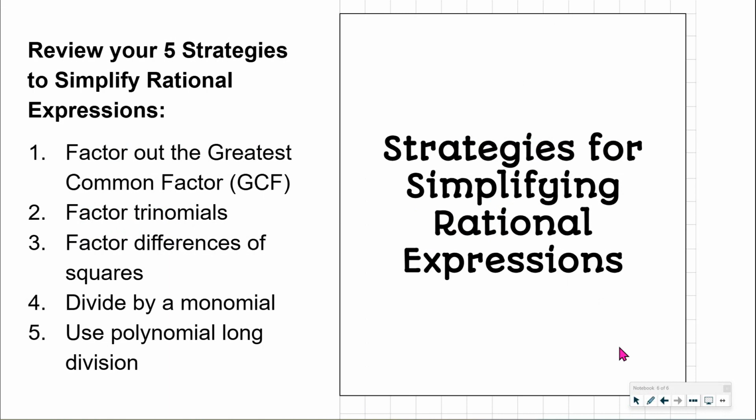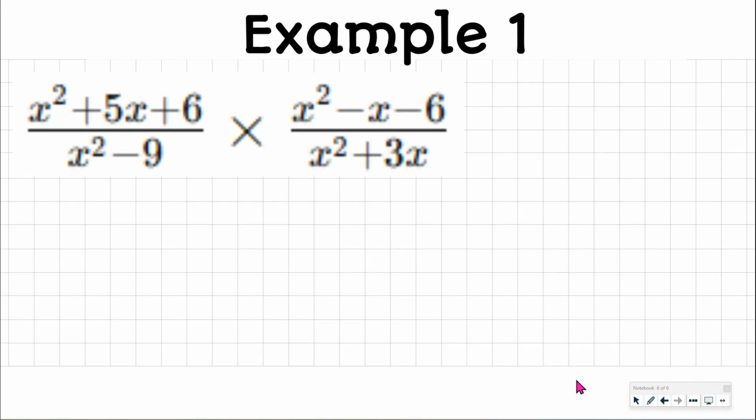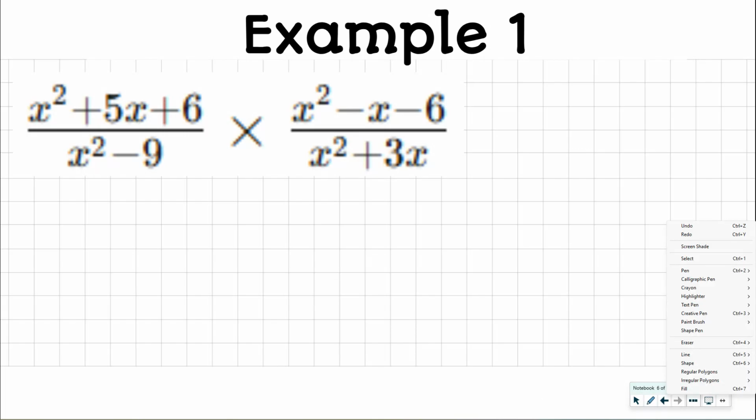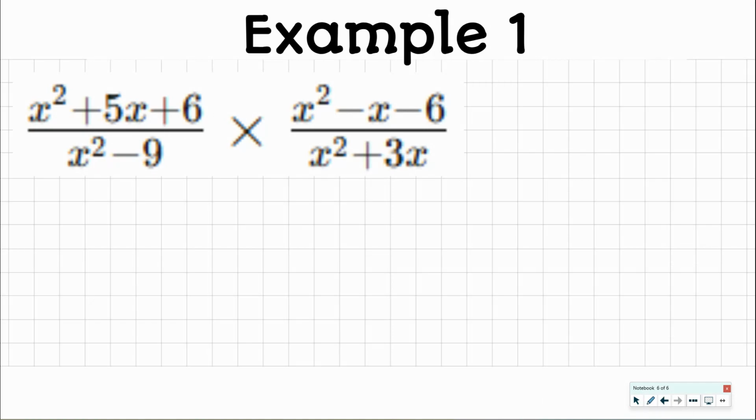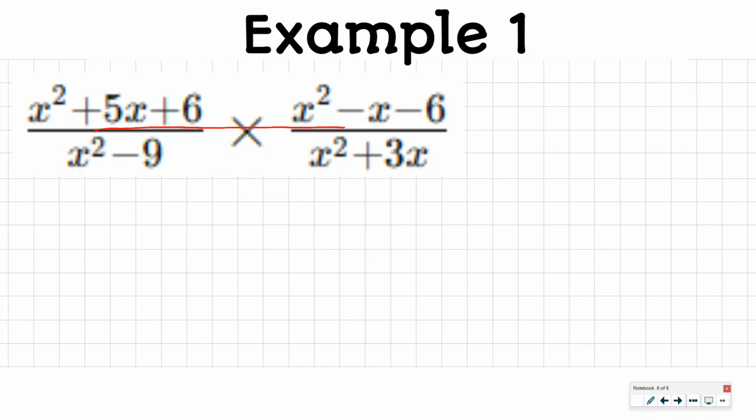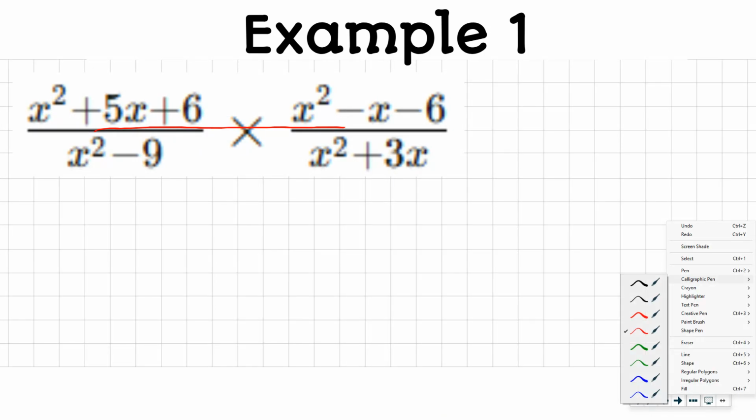So our first problem we're going to look at here is x squared plus 5x plus 6 divided by x squared minus 9, and that is multiplied by x squared minus x minus 6 divided by x squared plus 3x. Now, remember we said we multiply straight across, so if I drew a straight line across here, that's all multiplication. But I would have to put those grouping symbols in there, remember?